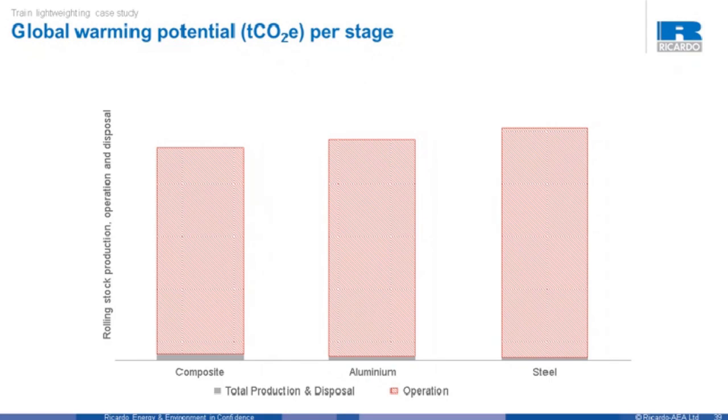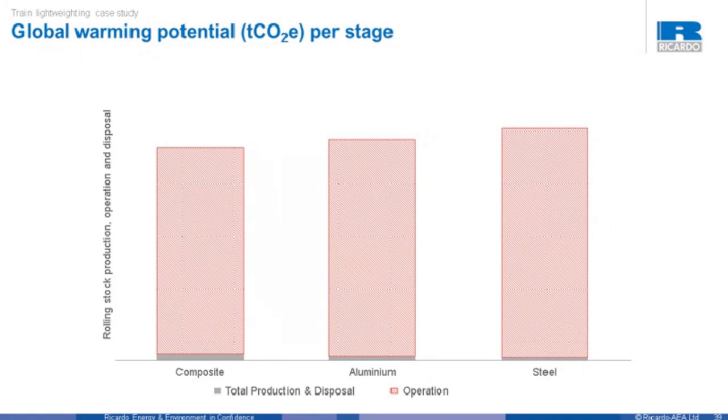We also assessed how this picture changed through grid decarbonisation, and the issue then becomes how much energy you expend at each point. In effect, you save money. You save more money by operating more efficient, potentially more expensive to build rolling stock.